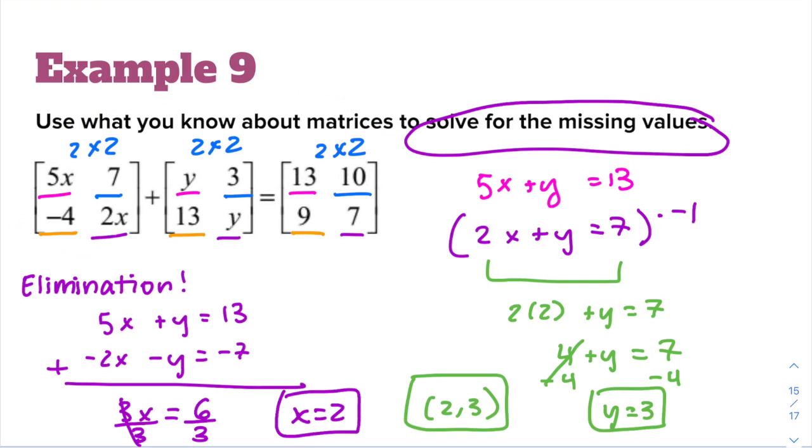So as you can see, once you know a couple basic matrix operations, I can then give you a lot more interesting questions that make you apply those skills.